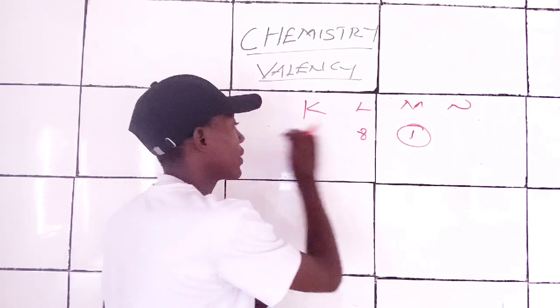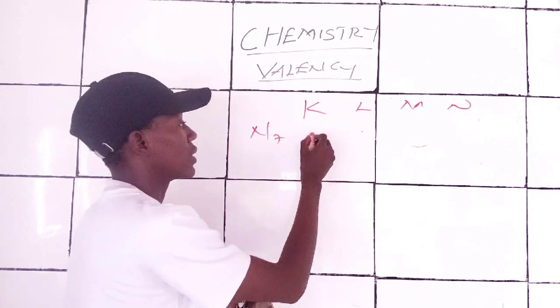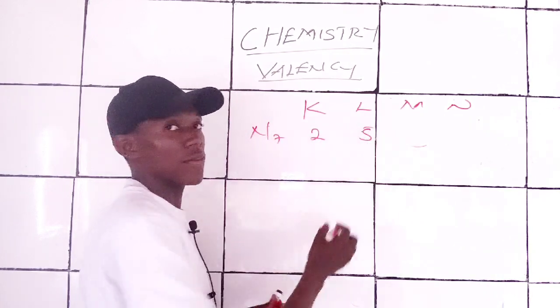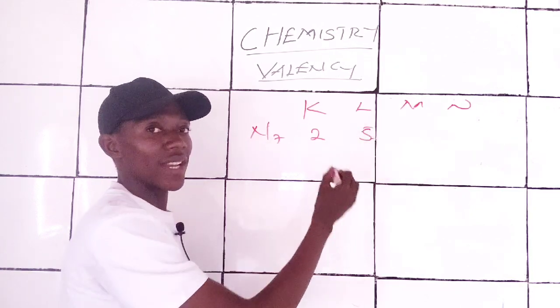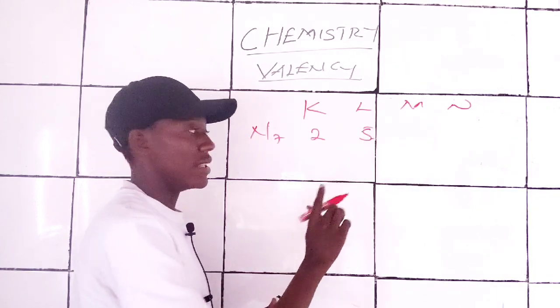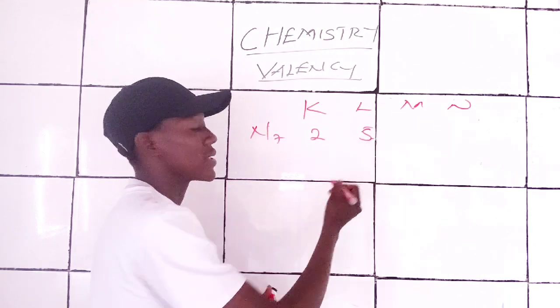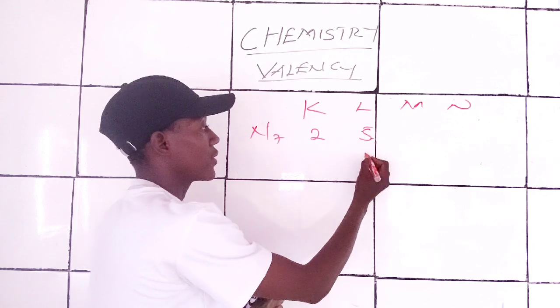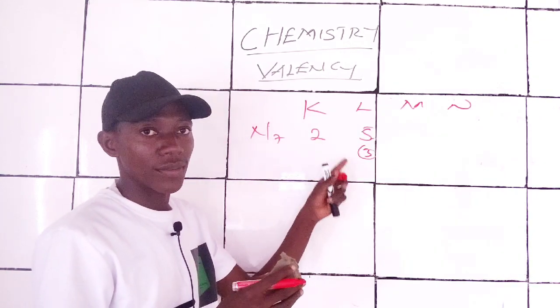Like in the case of nitrogen, what is the valency of nitrogen? Nitrogen is number 7 in the periodic table. We have 2, 5. We don't say the valency is 5. This is the valence electron, but not the valency. Now it is more than 4. If it is more than 4, we check how many is left for it to be 8. What is left here is 3. So the valency of nitrogen is 3, not 5.